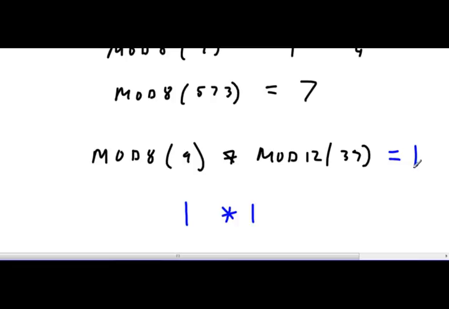Now, I don't have my calculator. I think your calculator does do mod math, but I don't have mine, so I can't show you how. All right, so that was just what you needed to do.